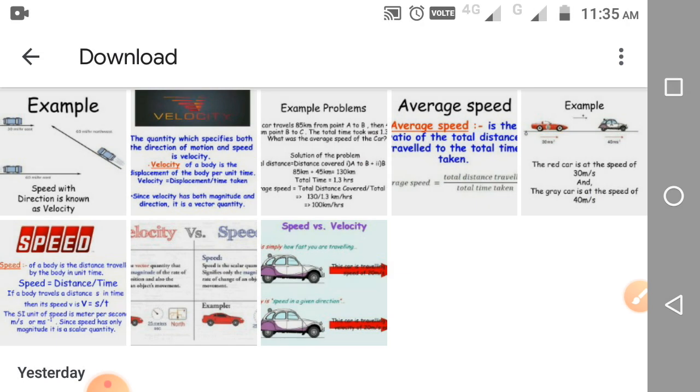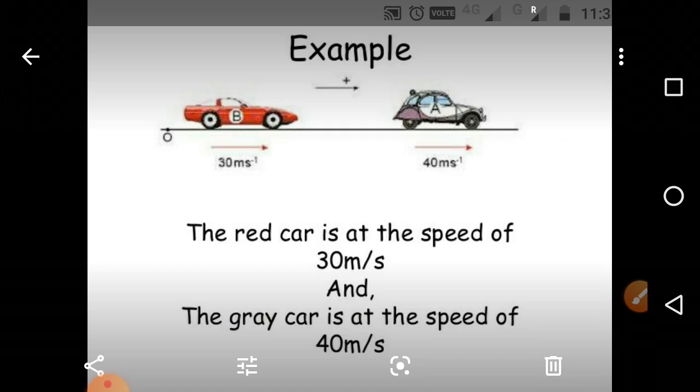Here you have two cars. The cars are named A and B, and they are moving at 30 meter per second and 40 meter per second. So which car has the more speed?